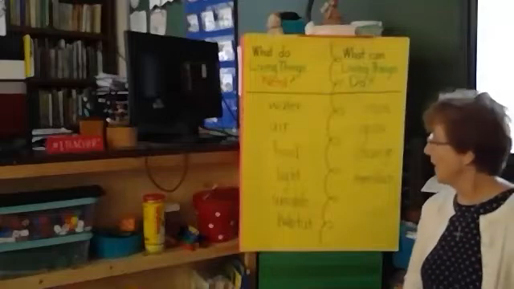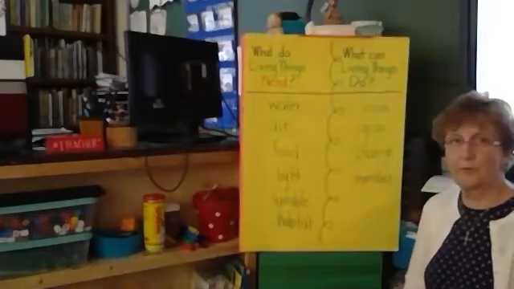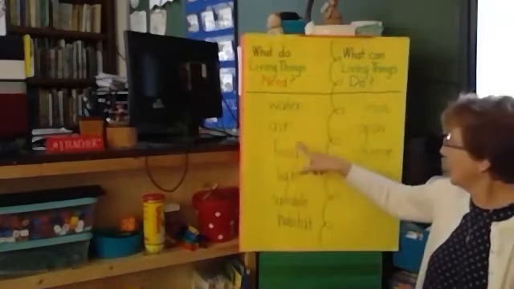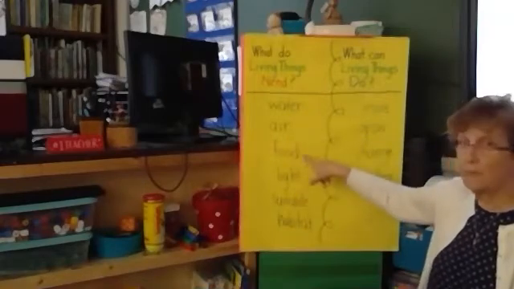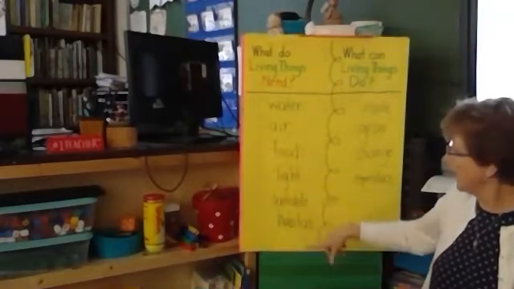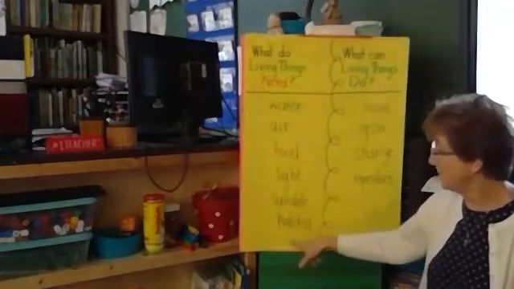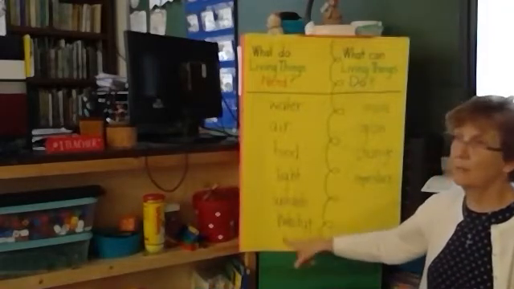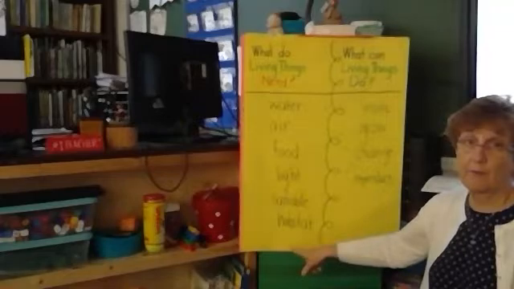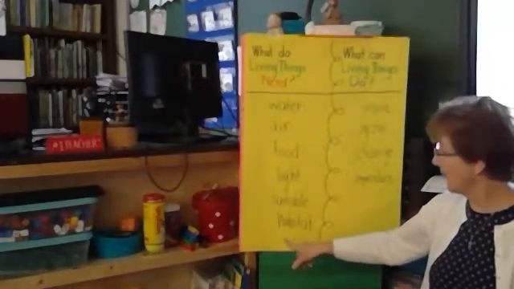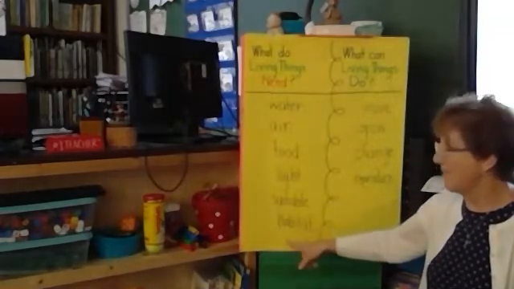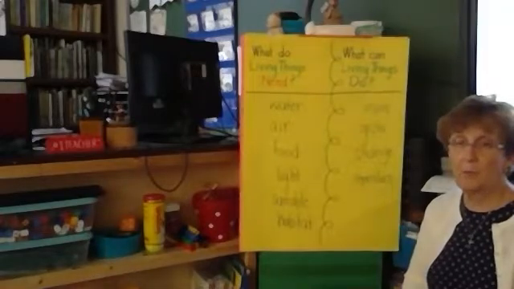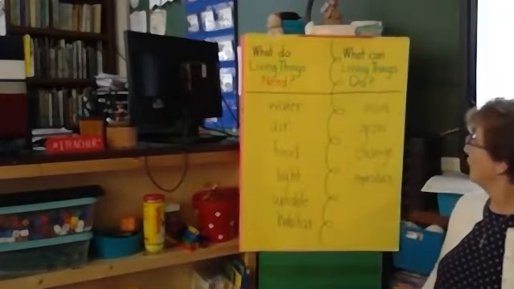And by the end of the lesson, you were able to tell me that living things need water, they need air, they need food, they need light, and they need a suitable habitat, okay? And remember, a suitable habitat is going to be different for every living thing. What's important is that that habitat allows the living thing to get food and water so that it can survive.